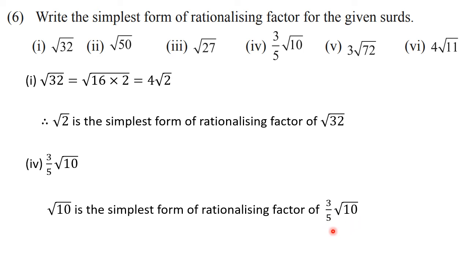Got it? Now let us go ahead. I am solving one more, that is question number 5 here. Question number 6 is very easy. See, here also it is in the same form. 11 you cannot simplify further. So here root 11 is the rationalizing factor. So let's go for the fifth one now.